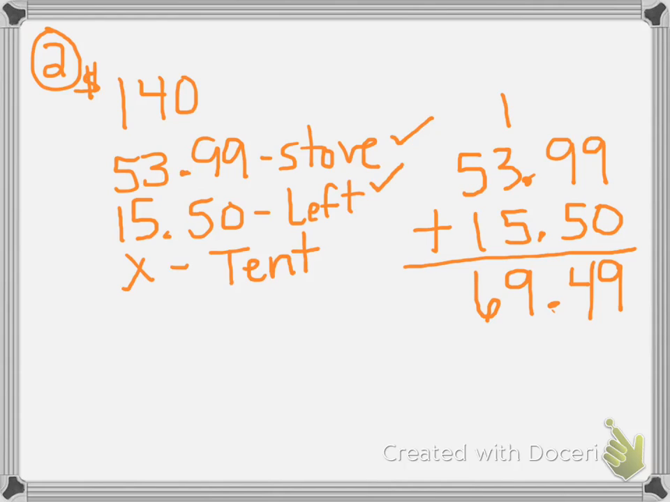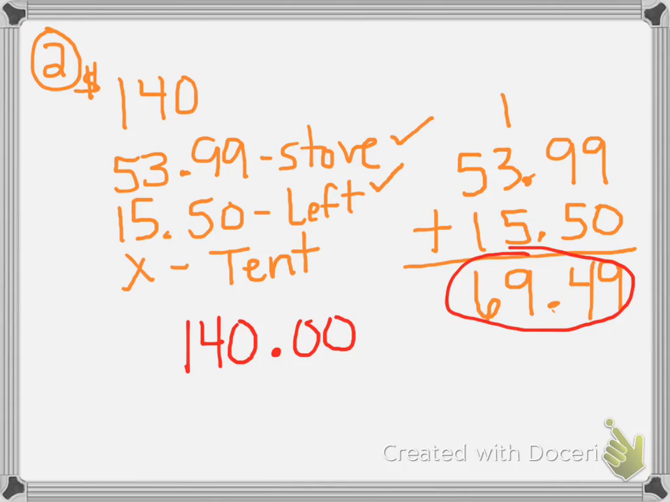We can subtract. And when we subtract decimals, we line up the decimals. We're subtracting $140 minus the $69.49. $140 does not have a decimal in sight, so I'm going to place the decimal on the right. Make sure I line up my decimals. Now we can subtract.